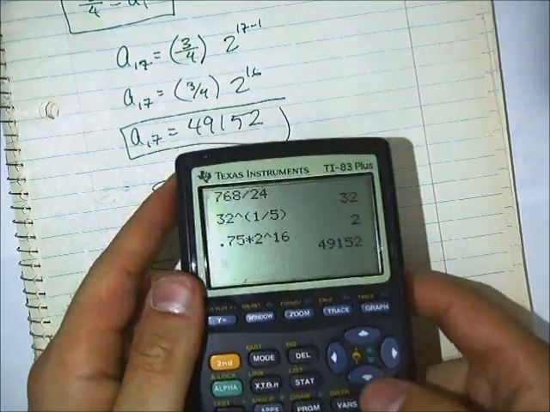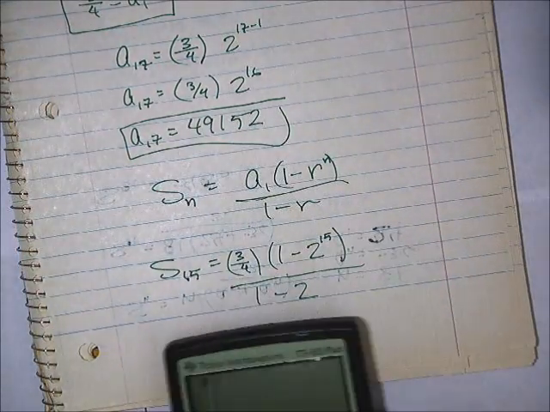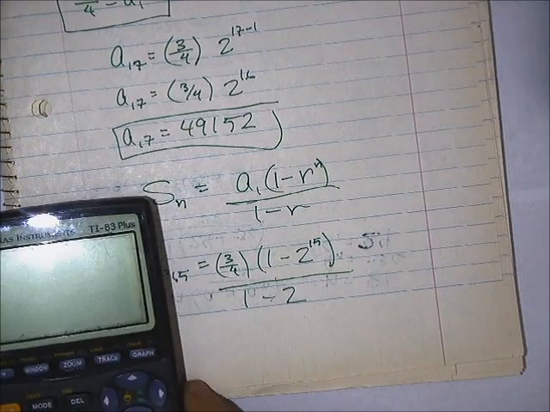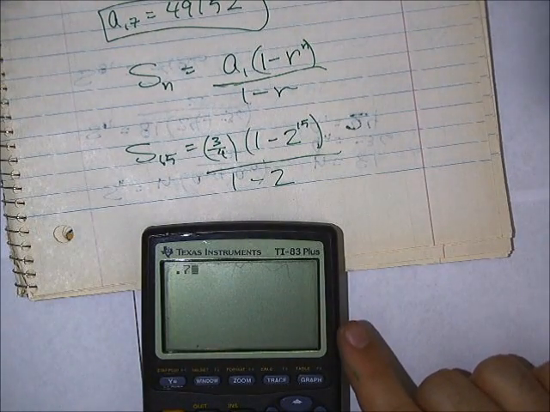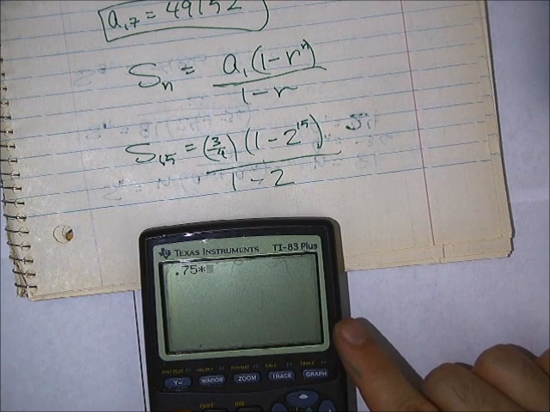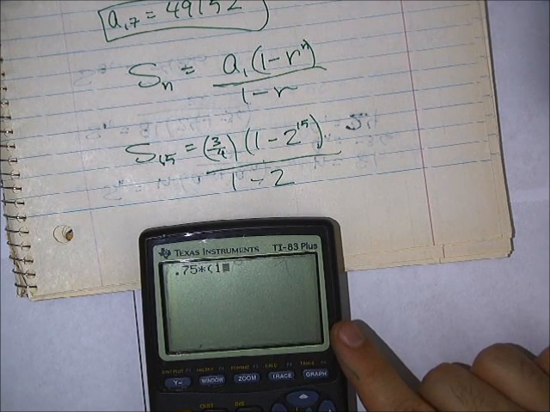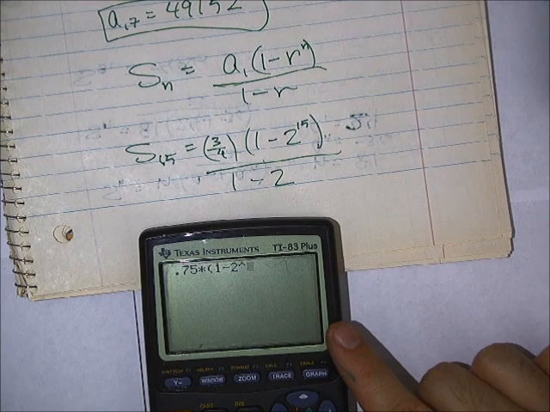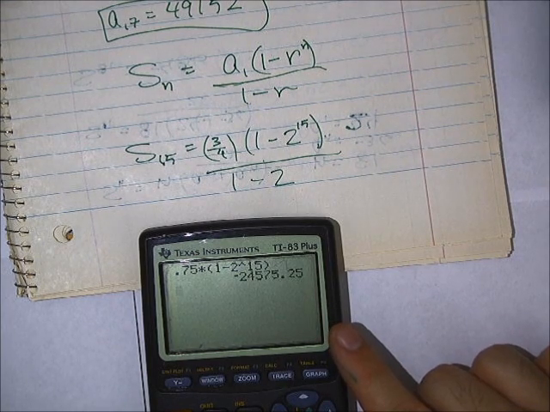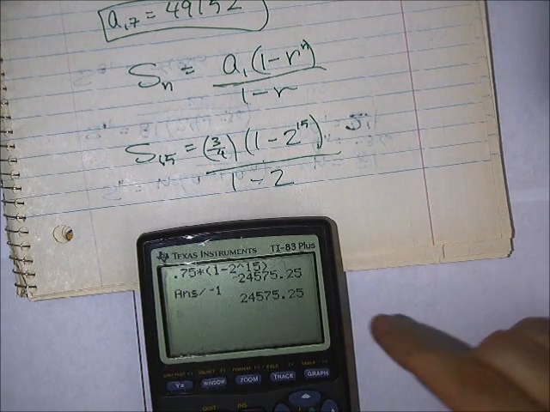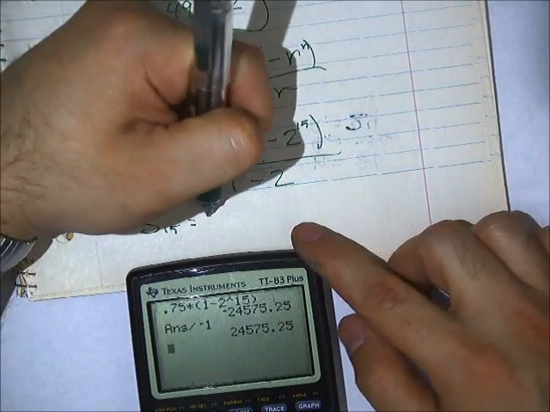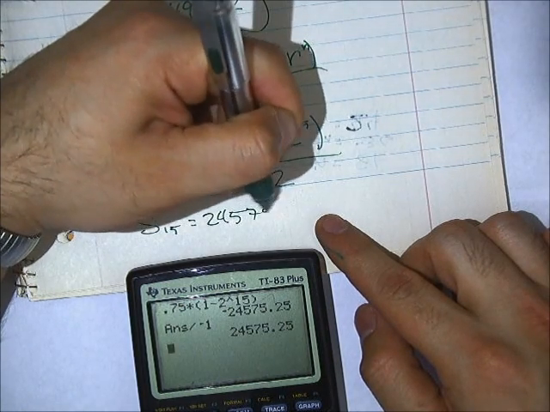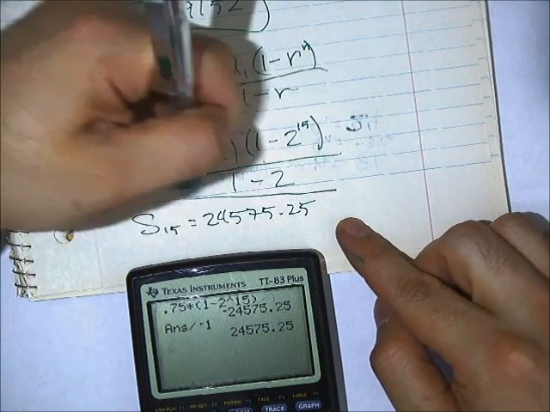So handy dandy calculating device time. We have 0.75 times 1 minus 2 to the 15th, divided by -1 gives us the sum of those first 15 terms is 24,575.25.